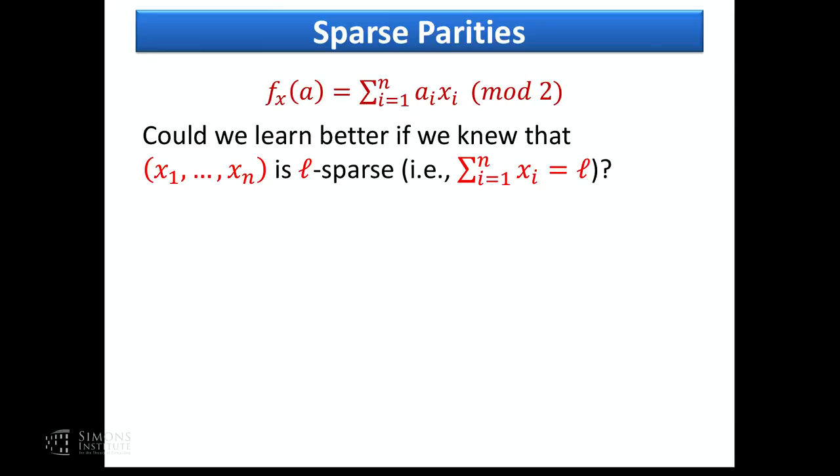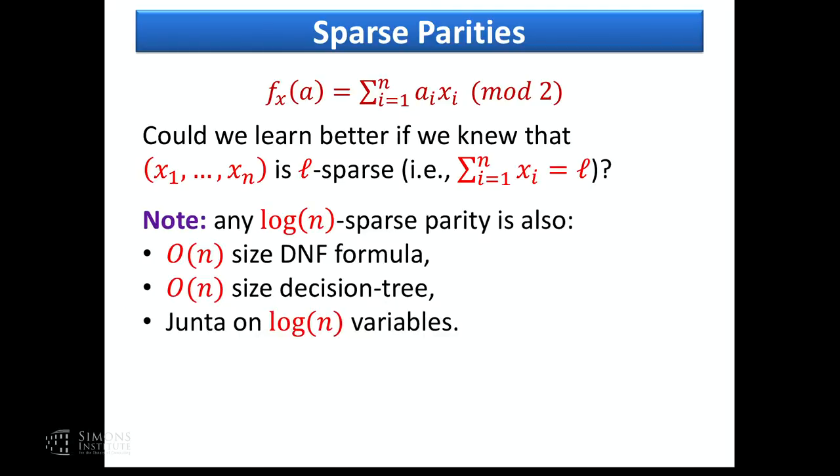So why do we care about this special case? It's a very natural special case. Many people came up with this as an open question after seeing the result of Ran. But moreover, if L equals log n, so if we look at the sparsity log n case, it's also a special case of linear size DNFs, linear size decision trees, and juntas on log n variables.